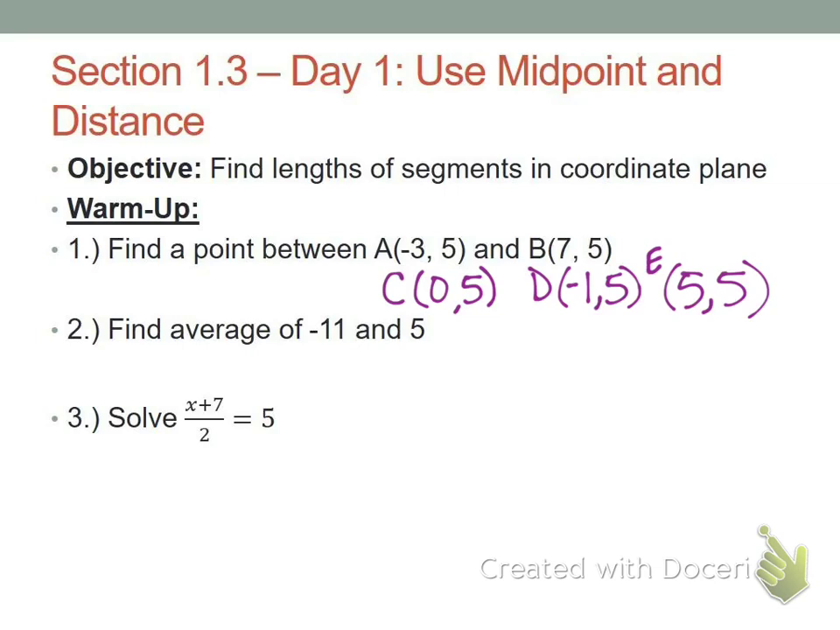Okay, who found the average of -11 and 5? Oh, that's not what I'm coming up with. Maddie? -3. -3 is what I came up with. To find average, what do we do? Maddie? Add both of the numbers and then divide by how many numbers there are. Good. Add the numbers, divide by how many there are. In this case, that would be 2 numbers. So we would get -6 divided by 2, which is -3.